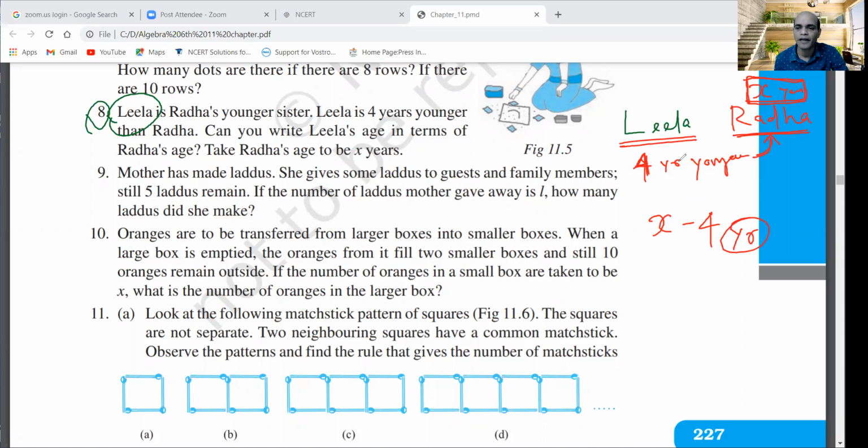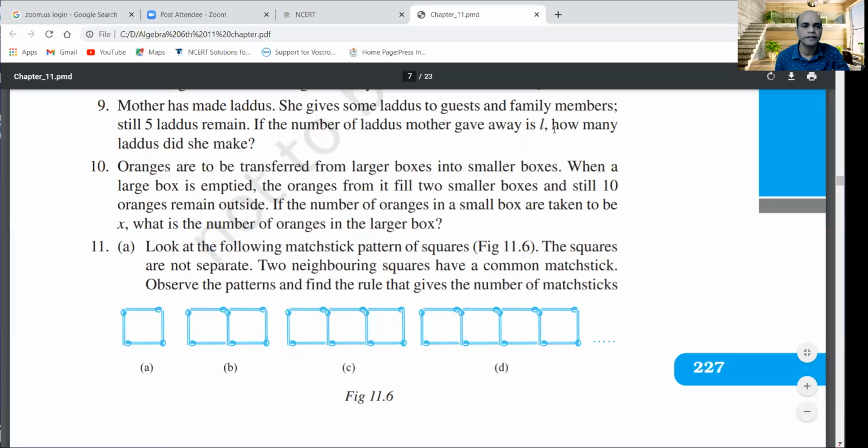Now clear? If Radha is 10 years, minus 4, that is Leela is 6 years. Suppose Radha is 10 years, तो Leela कितना होगा? Minus 4, that is 6. If Radha is 12, minus 4, this is 8. If Radha is 15, Leela is 11. Now clear? Yes, sir. This is how the question comes. And what's the common rule for this? Leela's age is X minus 4 years, when X is Radha's age. Clear? Good.